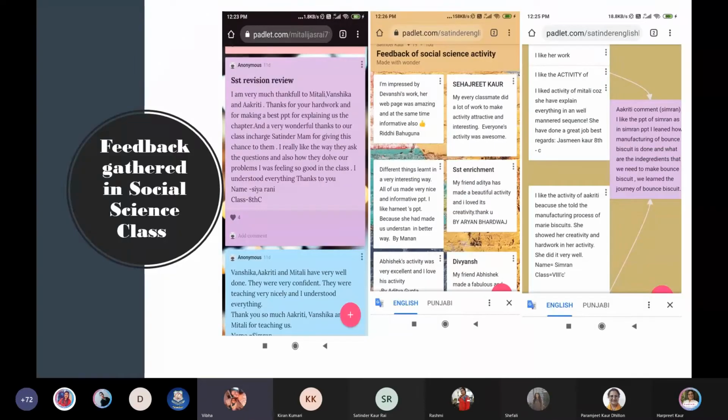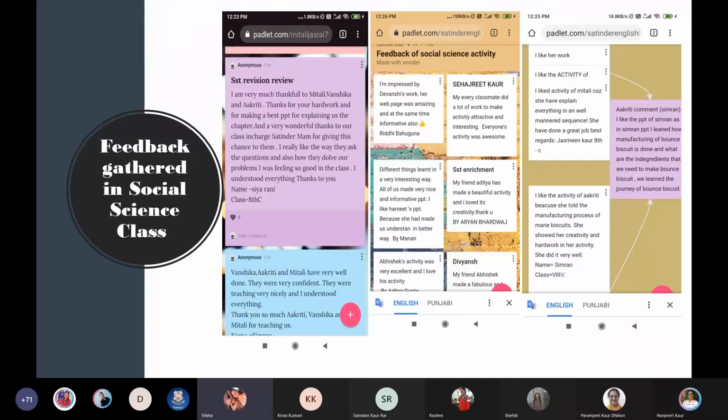And here is the feedback of social science class. It was a very interesting activity. First, students pasted their activities, and after that, the teacher requested the students to review the activities of other students. So first they went to the link, they read all the material, and they watched all the pictures pasted by their friends, and after that they gave their review on the activity.